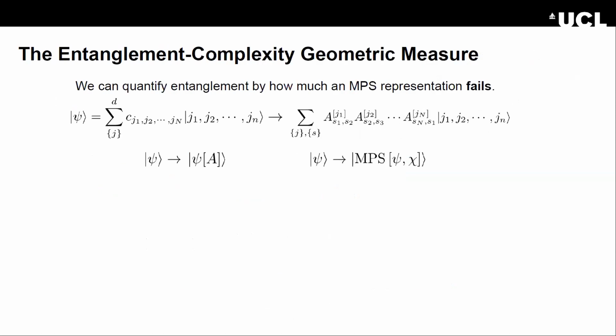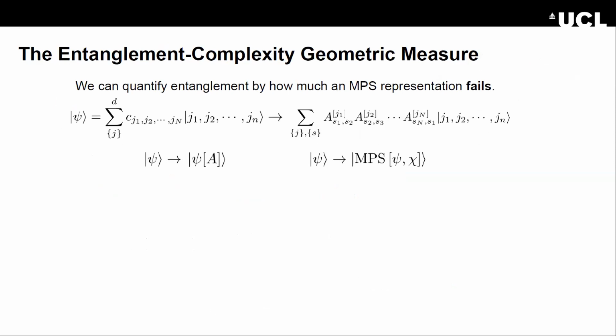So the trick is that you should be able to quantify entanglement by how much an MPS fails. We're not trying to get a good representation. We are trying to restrict and constrain the size of those A matrices until the representation breaks down. And that should be a good way of quantifying entanglement in our system.